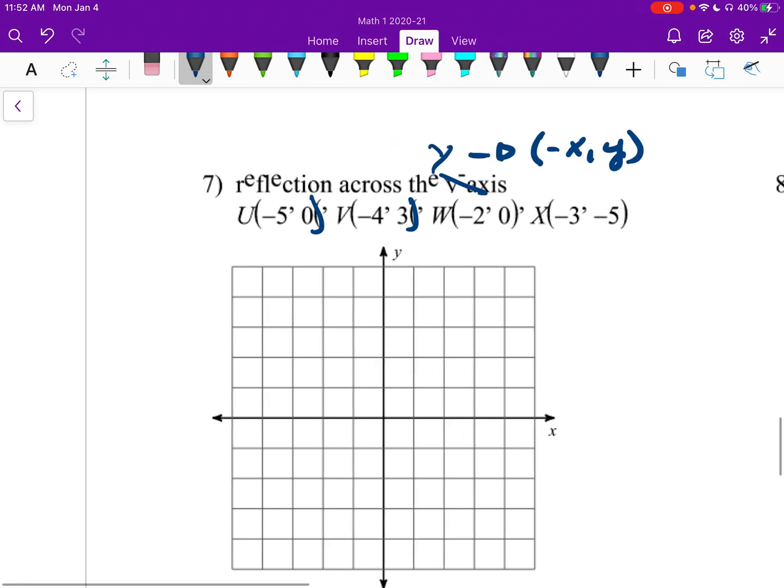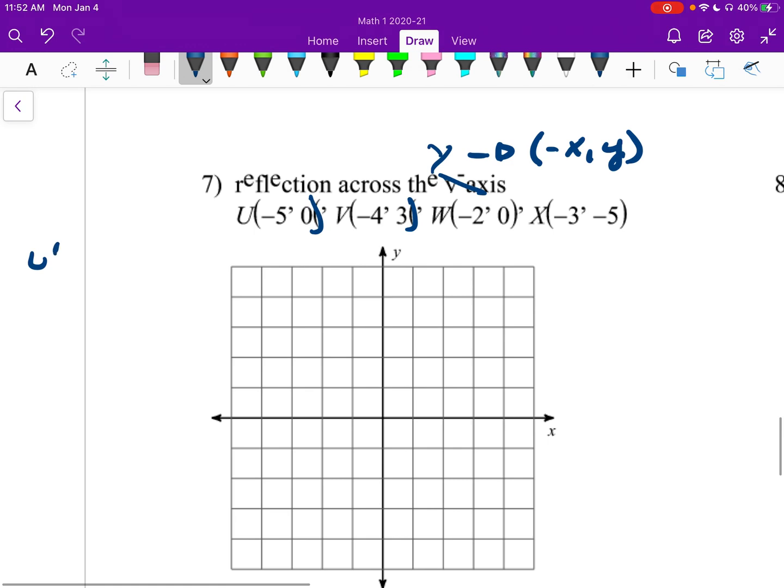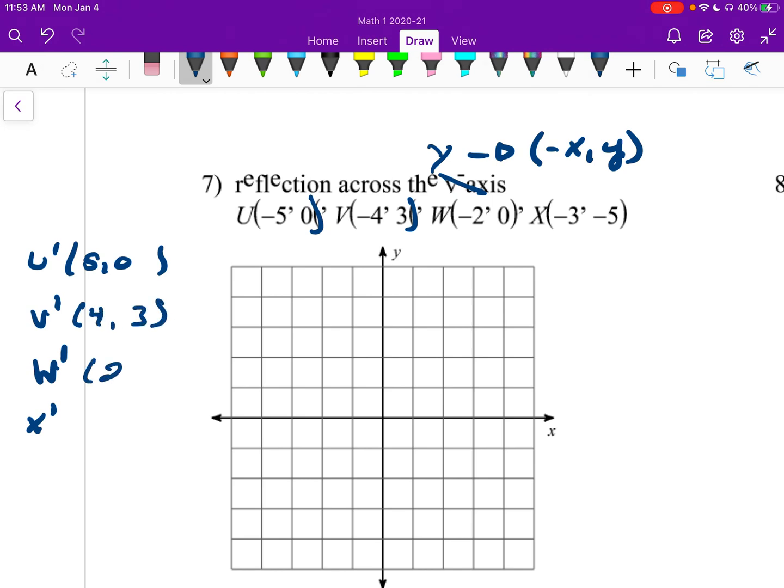So let me first write U prime, V prime, W prime, and X prime. And now for my points. U is at negative 5, 0. So I'm going to change the sign of my x. Well, x is negative 5, and the flipped sign of that would be positive 5. So it'll be 5, 0. V is at negative 4, so it's going to be 4, and then 3. W will be 2, 0, and X will be 3, 5.